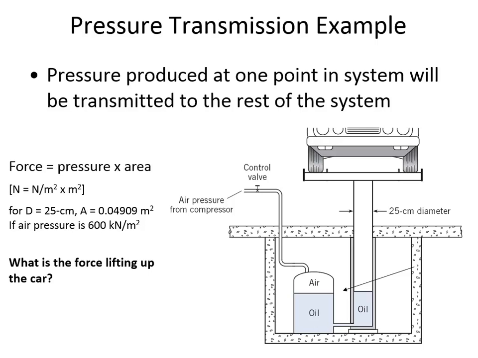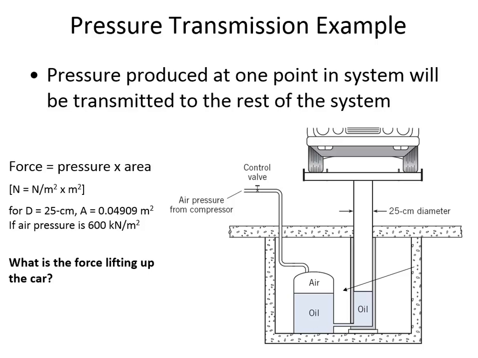So we can assume that whatever pressure is inside the air tank, that's also the pressure that's pushing up right here on this metal cylinder. This is like a big solid metal cylinder, 25 centimeter diameter. And the oil is pushing up on that cylinder. And there's a formula here. It says force is pressure times area.